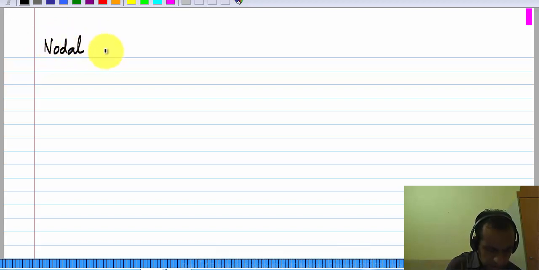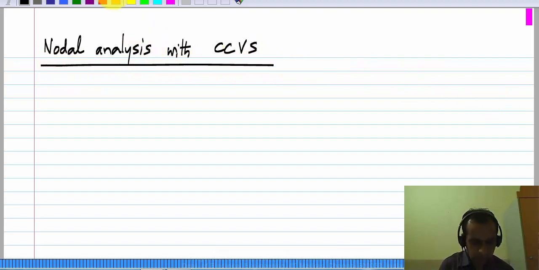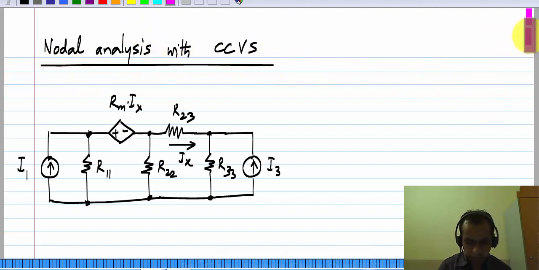Now we will see what happens in case of current controlled sources. First we will consider current controlled voltage source. So let me take this circuit which has a current controlled voltage source.